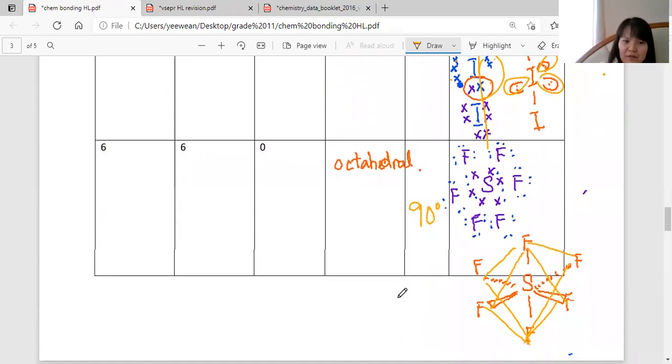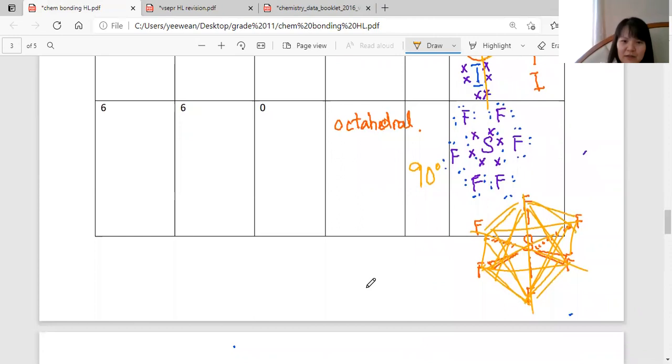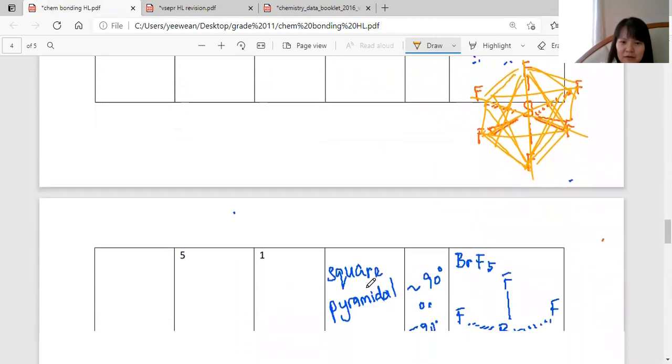And next one, if I have 6 bonded pairs and no lone pairs, I'll get octahedral. Octahedral looks kind of like a square bipyramid. So it's square on this area, and it's a pyramid up here and a pyramid down here. So all of it is 90 degrees. We can look at it as if it's like x-axis, y-axis, and z-axis, so they're all 90 degrees from each other.